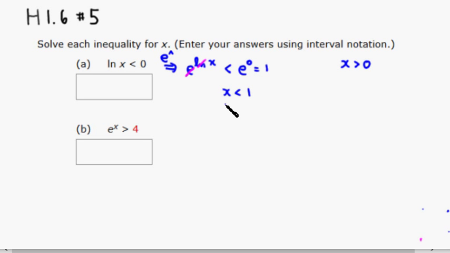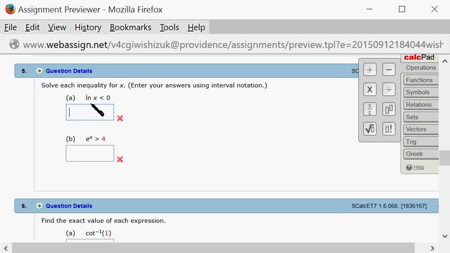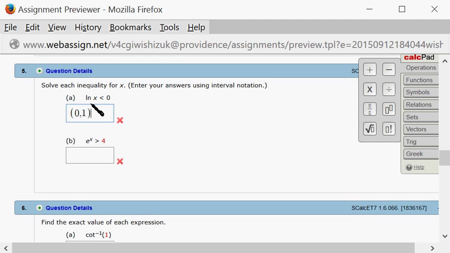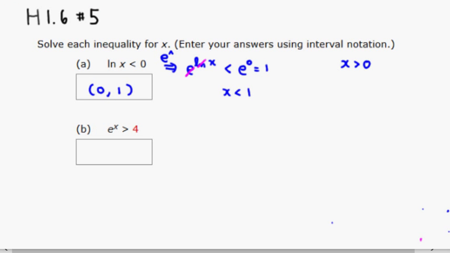But combined with the domain, which is x has to be positive, we know that the answer is going to be from 0, not included 0, so we have a parenthesis, and then 1. Right? How about the bottom one? Let's put that in before I forget. So here, it'll be 0 to 1. Right? So let's look at part B.